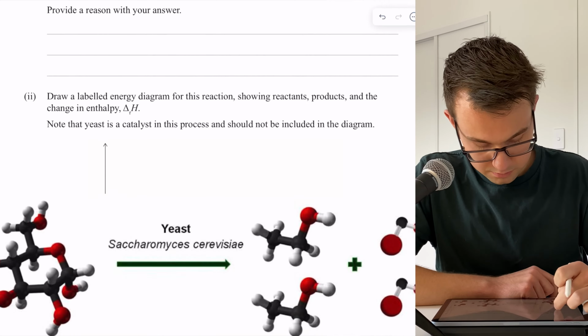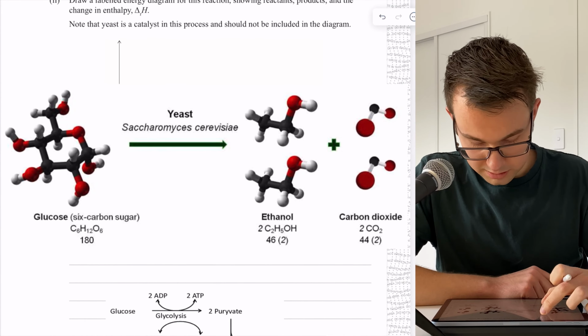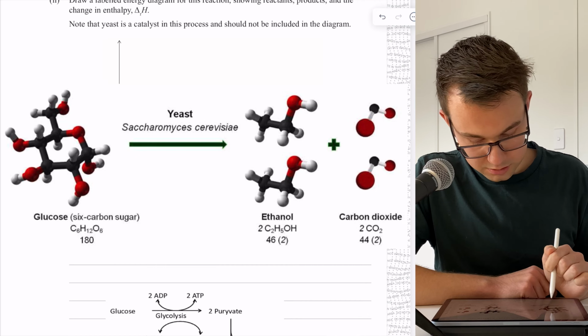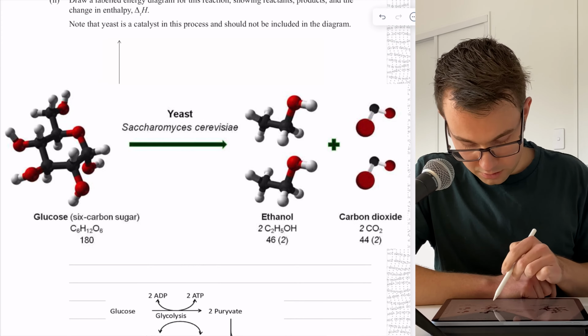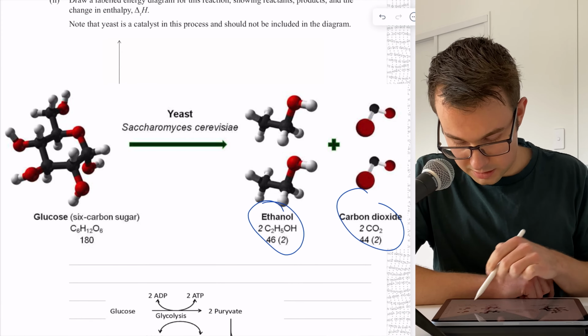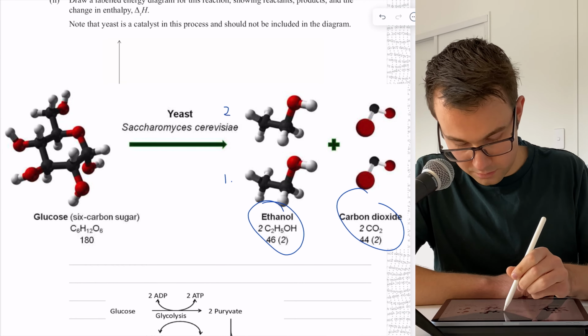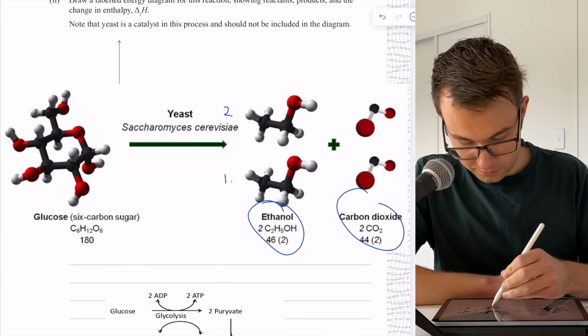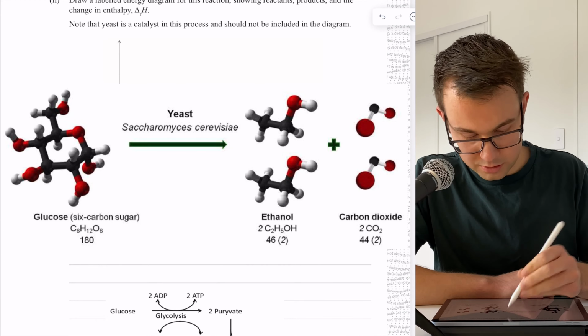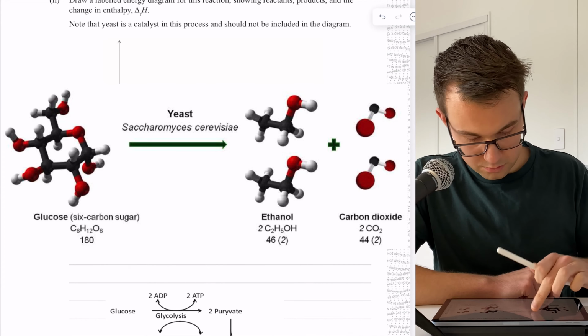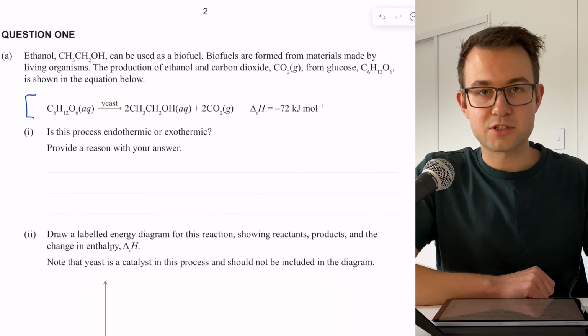Perfect. I got a little extra diagram here if you want to see. Look at that. Glucose, yeast, goes to ethanol, carbon dioxide. So you can see here it's like 2 molecules, number 1 and number 2. That's just a little fun diagram. We don't actually need that, so we can move that. Okay, question 1. Where were we?